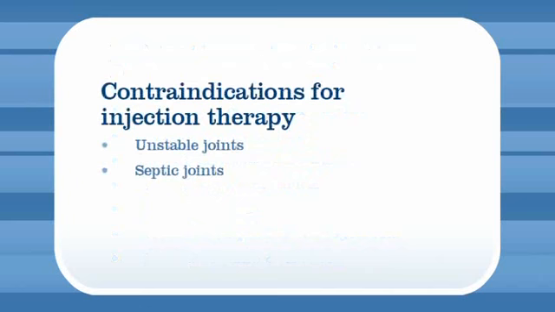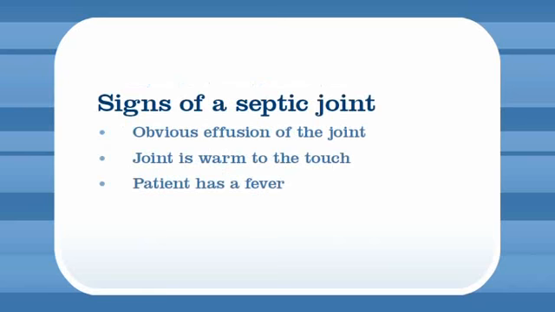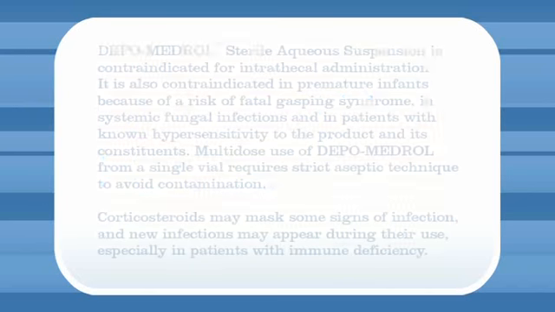Some joints may not be suitable for injection therapy. Corticosteroids such as Depo Medrol should not be injected into unstable joints. Likewise, septic joints should not be injected. If signs of a septic joint are present, for example, if there is obvious effusion, the joint is warm to the touch, and the patient has a fever, further evaluation may be necessary before treatment.